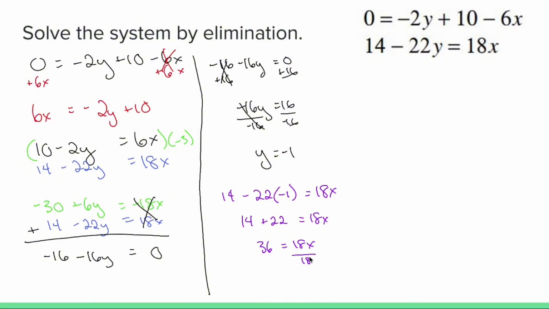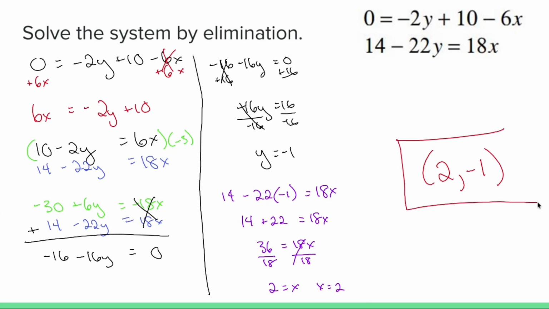Divide both sides by 18. 2 is equal to x, which means x is equal to 2. And since x is equal to 2 and y is equal to negative 1, that gives us a final answer of the point (2, negative 1), just like that.